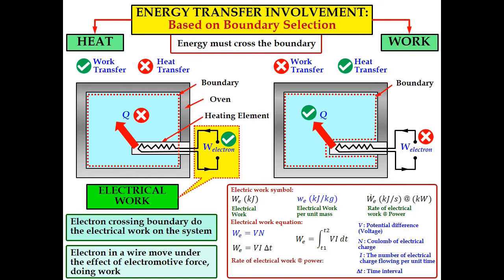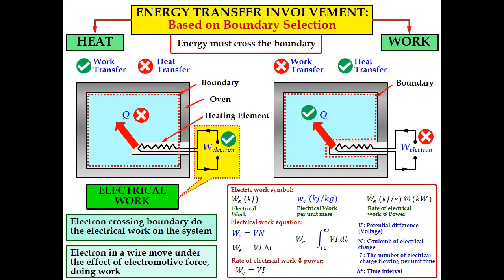In terms of the rate of electrical work, or power, we use this symbol, WE dot, equal to VI, the voltage multiplied by I, the electrical current.